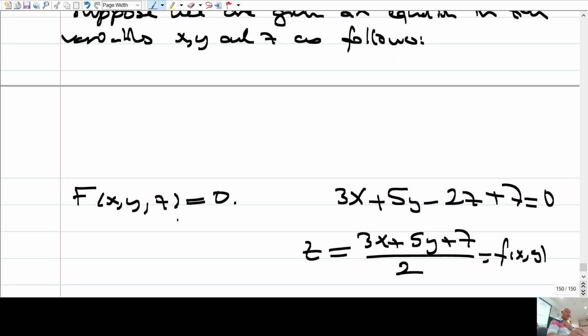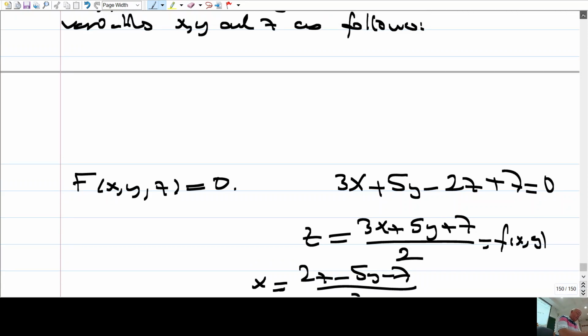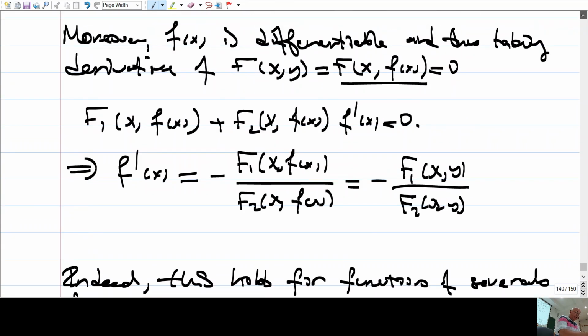We can solve this equation for z in terms of the other two variables, which are x and y. Of course, for this special case, I could write x also in terms of the other variables, right? What would this be? It would be 2x minus 5y minus 7 over 3 and so on. So what is the general rule in this case? Well, actually, the statement is similar to what we had over here.